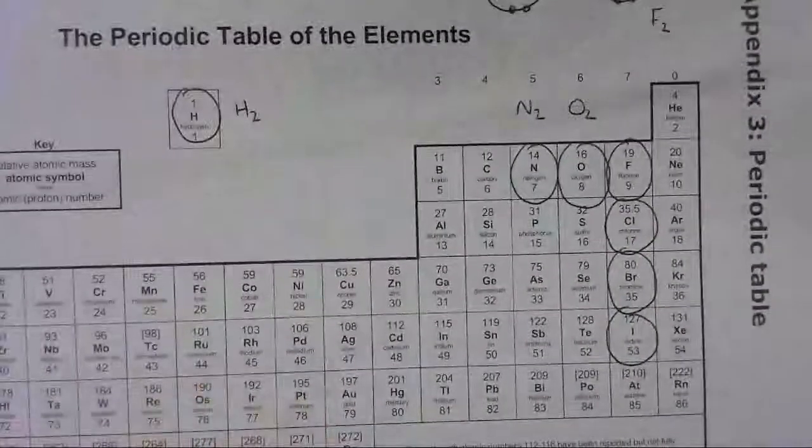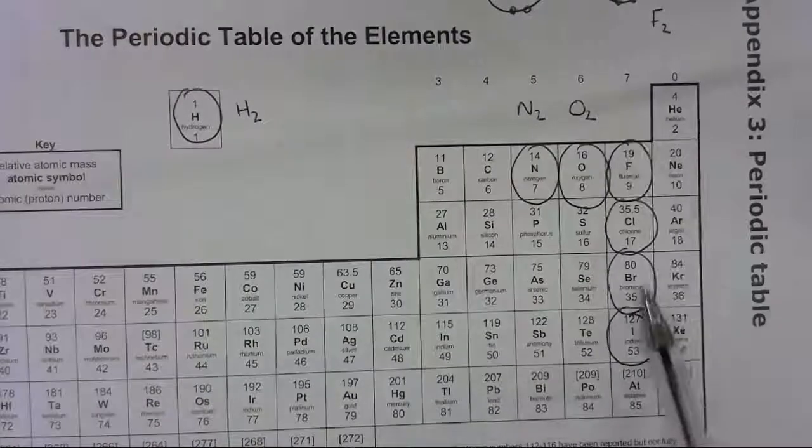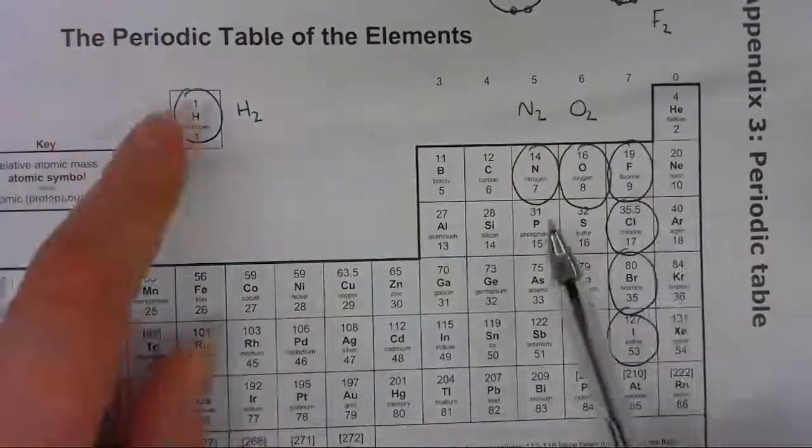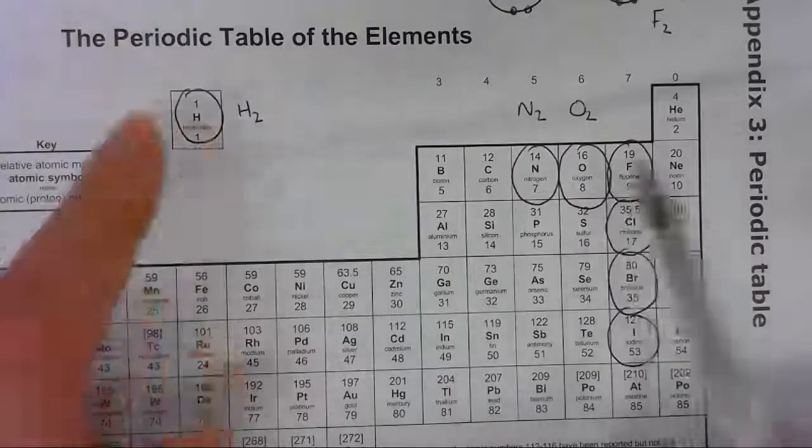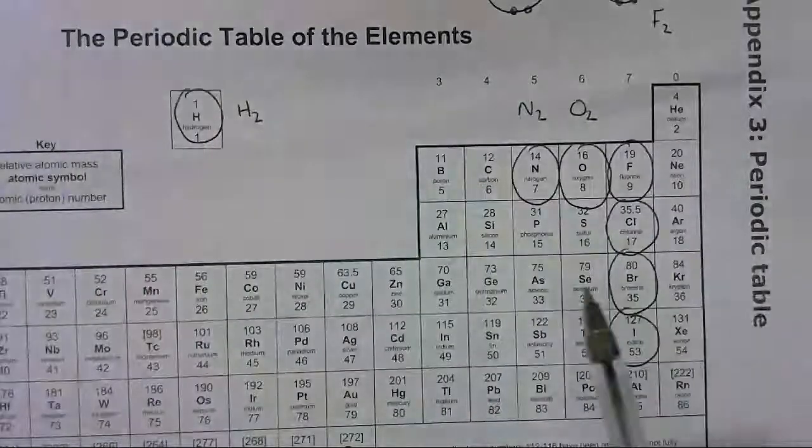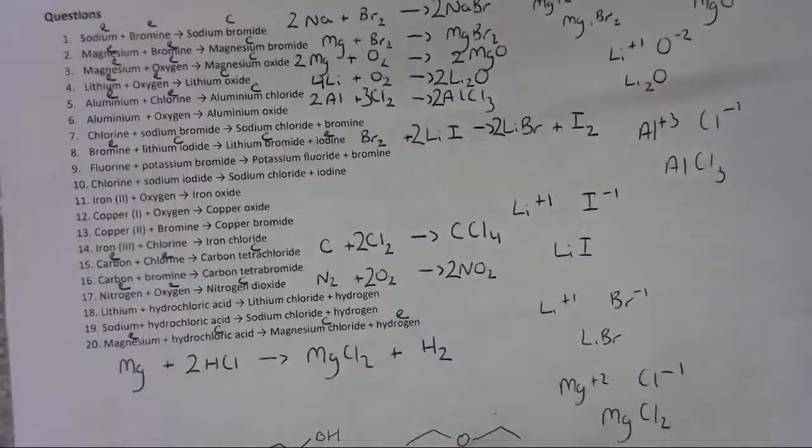And the other thing you really need to know is just which elements are diatomic. It's easy to remember because they're all in the same group, group 7, and you've just got hydrogen, nitrogen, and oxygen. If it's not circled, it's not diatomic, and you're just taking the symbol straight from the periodic table.